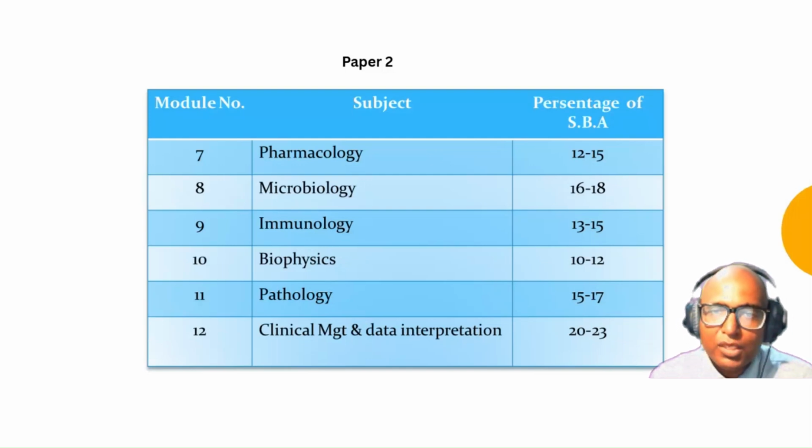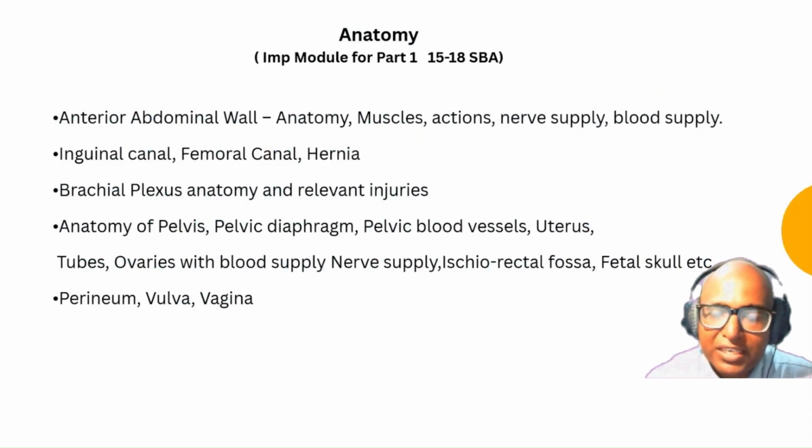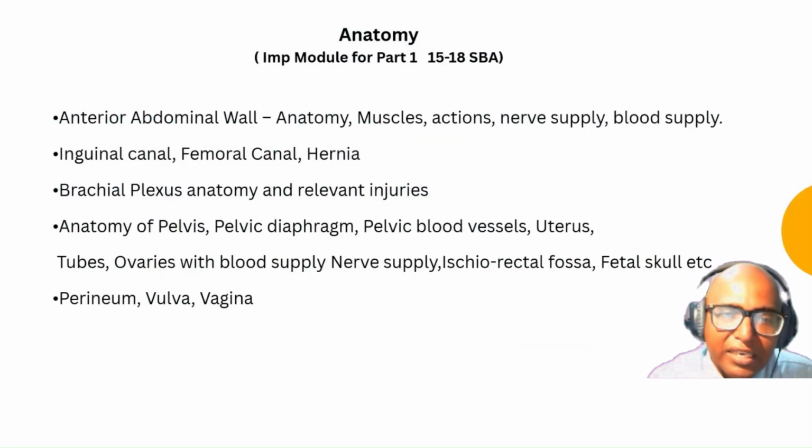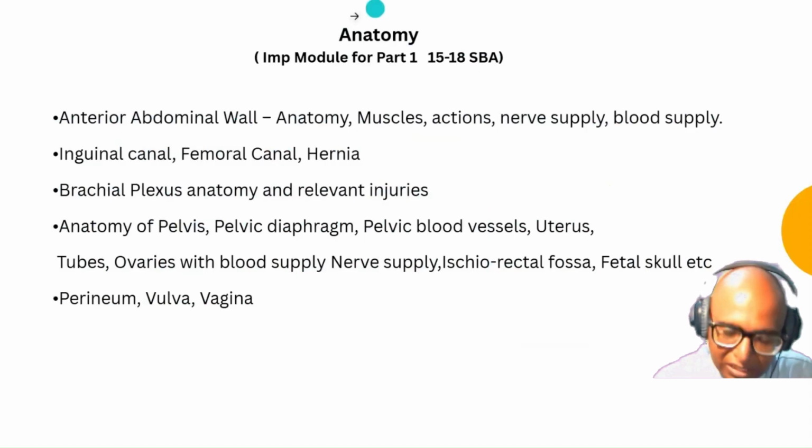So basically, what are the different concepts which are tested in different modules? In anatomy, commonly tested concepts are the anterior abdominal wall anatomy, muscle actions, nerve supply, blood supply, inguinal canal, femoral canal, inguinal hernias, brachial plexus anatomy and relevant injuries, anatomy of the pelvis, pelvic diaphragm, pelvic blood vessels, ureter, tubes, ovaries, their blood supply, nerve supply, etc., fetal skull, ischioanal fossa, perineum, vulva, vagina. These are the commonly tested concepts in anatomy.